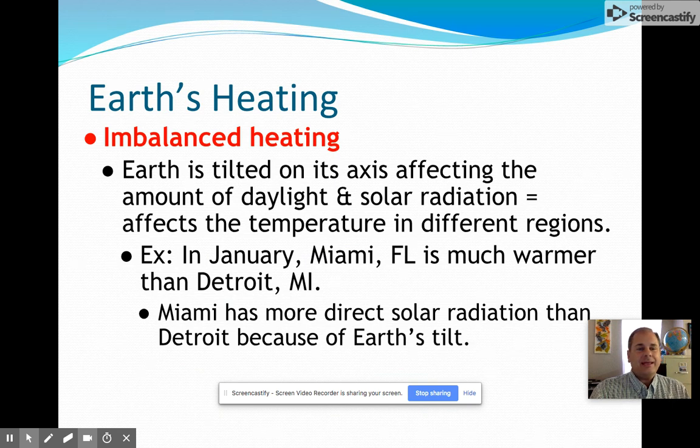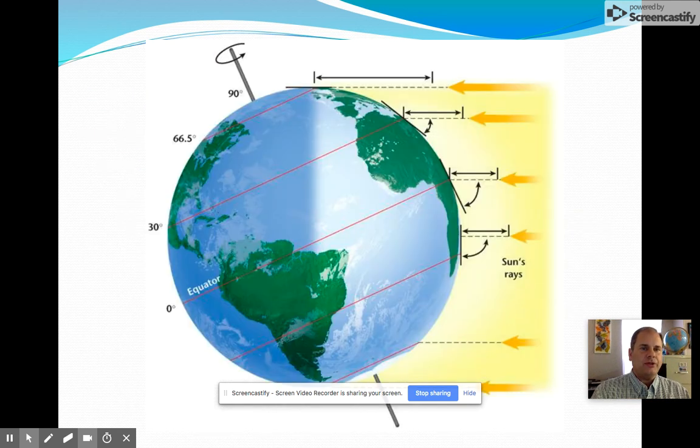The Earth's heating is imbalanced because it rotates. It's daytime, it's nighttime, it's warm, it's cool, and also the tilt of the axis causes our different seasons and temperatures across the Earth. The Earth is always trying to find a balance, but since it's always moving, there's never a balance. That's why we have different weather changes.